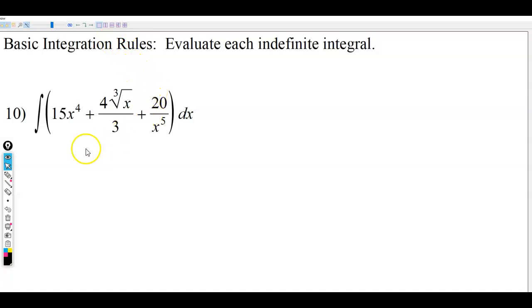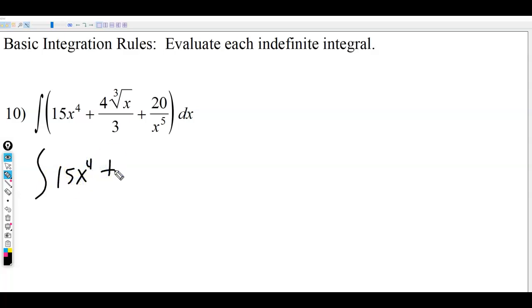Now we get to move on to some integration. We're going to leave derivatives behind now. All right, so we got to switch our brains around for this because it's the opposite way of thinking. All right, so in this particular problem here for number 10, we have all kinds of applications of the power rule. Well, the first one's basic. I'm going to leave that one alone for now. It's just going to be the integral of 15x to the fourth. That's not going to change.